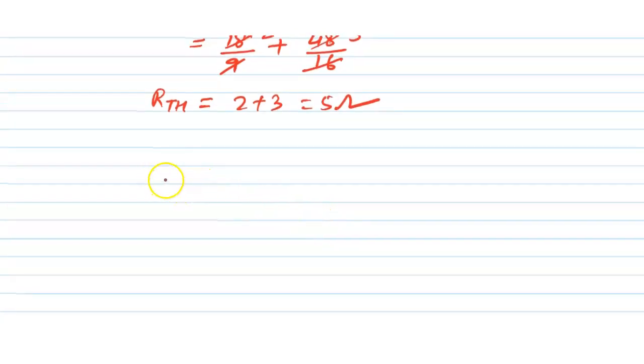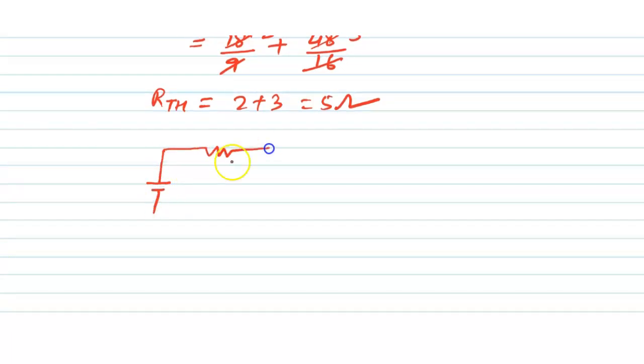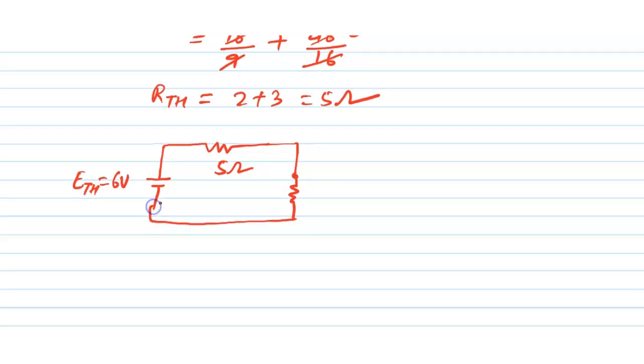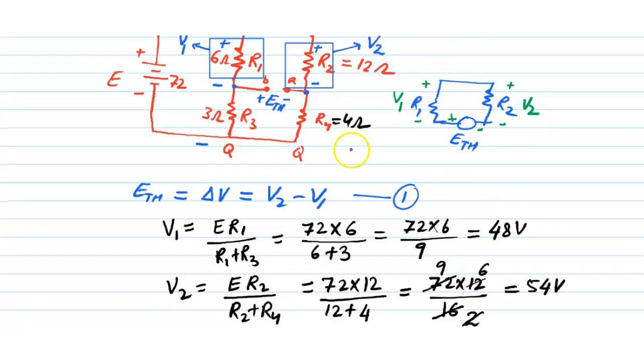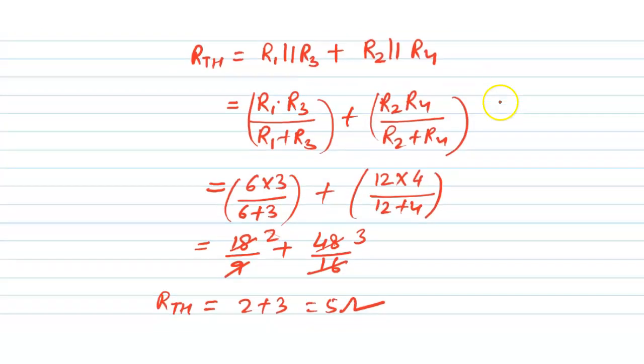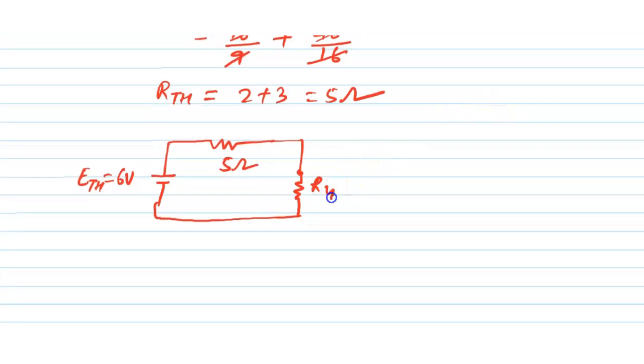The Thevenin equivalent circuit can be drawn with RTH as 5 ohm and ETH as 6 volt, and across terminals A and B there is the load resistance RL. This is the Thevenin equivalent circuit. Thank you.